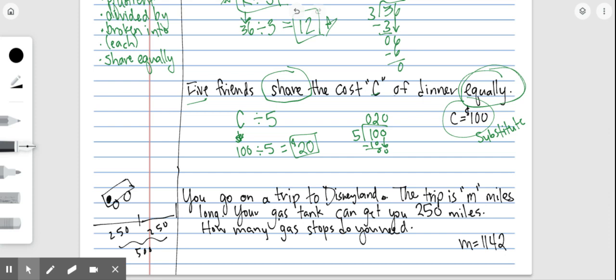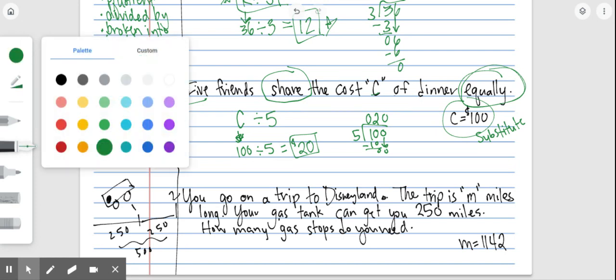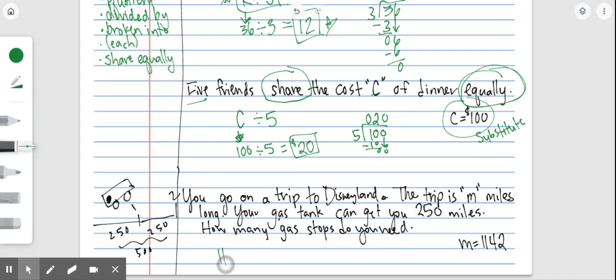Okay, so finishing up the last problem. Like I said, you need to figure out how many times you need to stop. So that's 1 stop, 2 stops, and so on. This is a division problem because we need to find out how many times my gas tank needs to be refilled. So when I'm doing this, I'm going to do the number of miles that I travel divided by the amount of gas that I can do, 250. If I was only traveling 500 miles, I would stop twice.